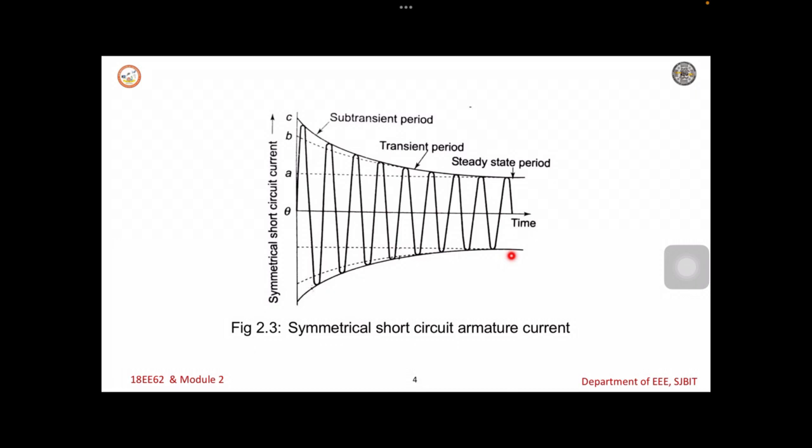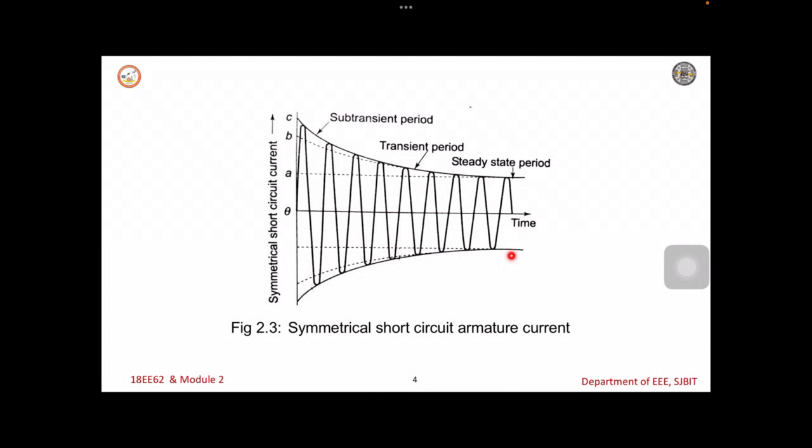The armature current under symmetrical three-phase fault can be divided into three regions, namely subtransient, transient and steady state. We are understanding how the short circuit happens. The theory behind this is very interesting, so I will be explaining the theory behind the short circuit operation of the synchronous generator.